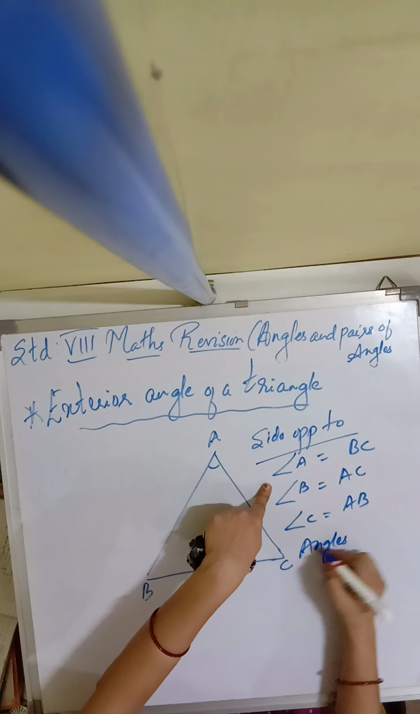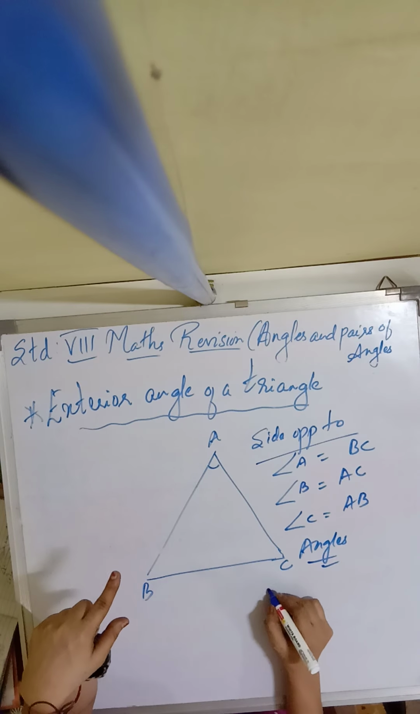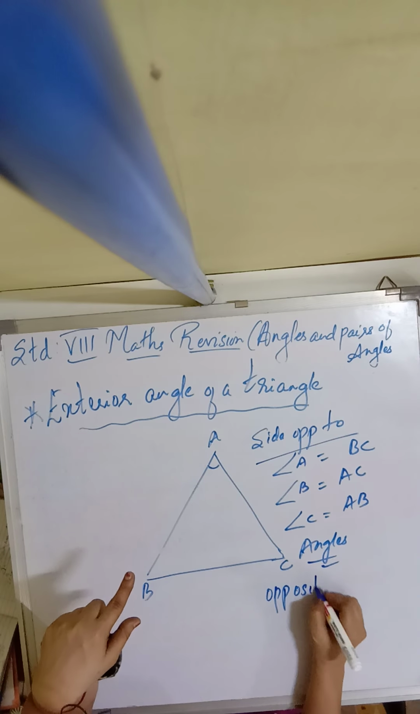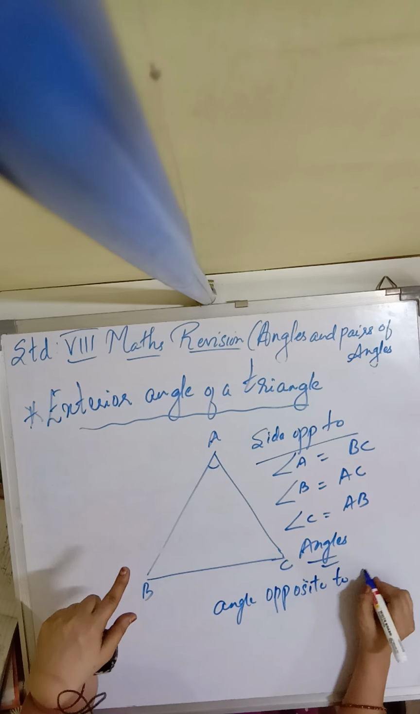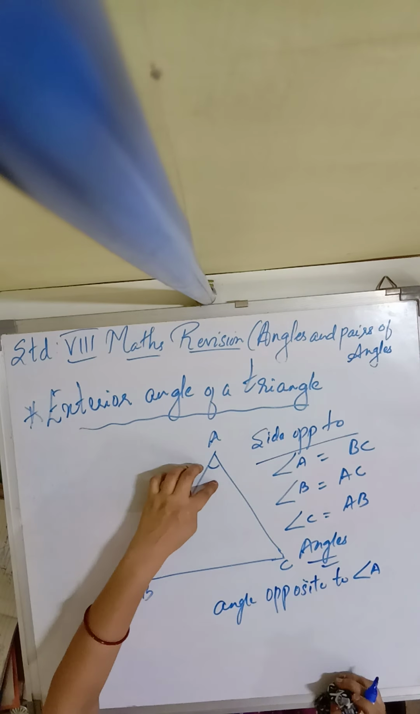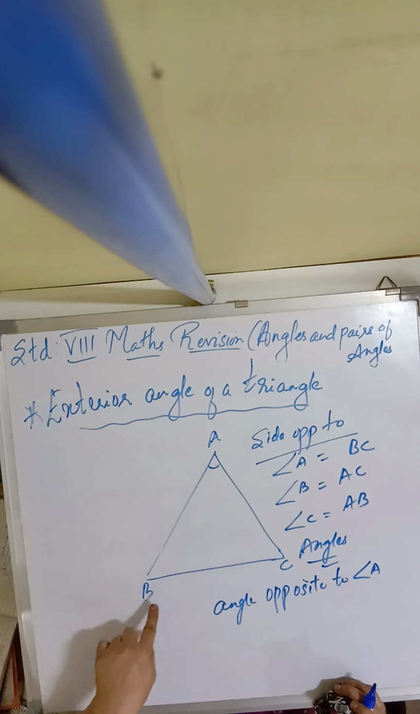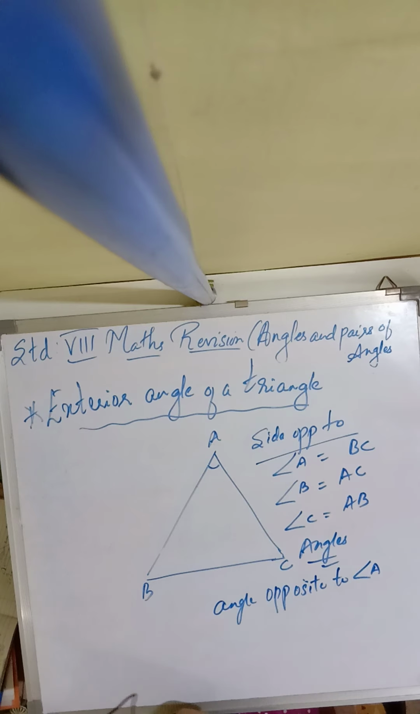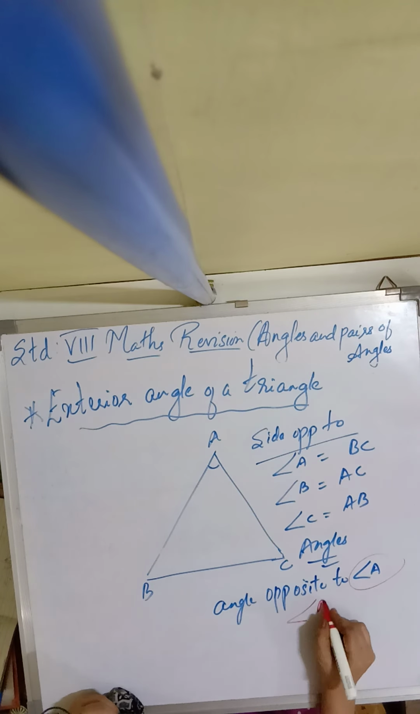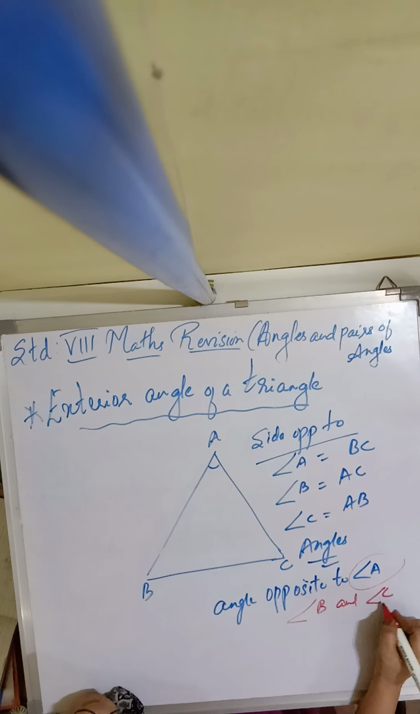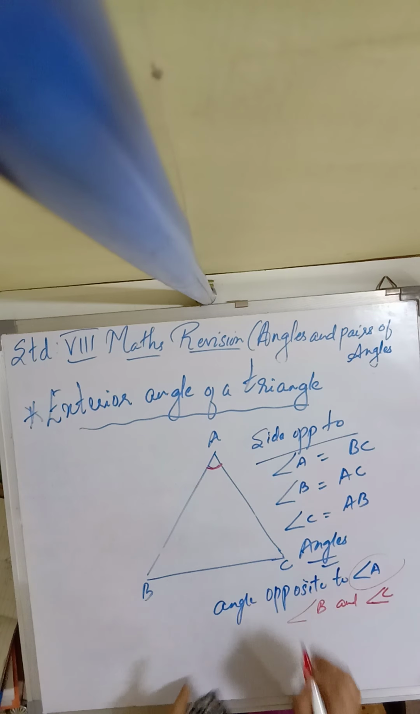Now if I speak about the angles, opposite angles, which are the angles opposite to angle A? That will be angle B and angle C, yes or no, children? The angles which are opposite to A will be angle B and angle C.